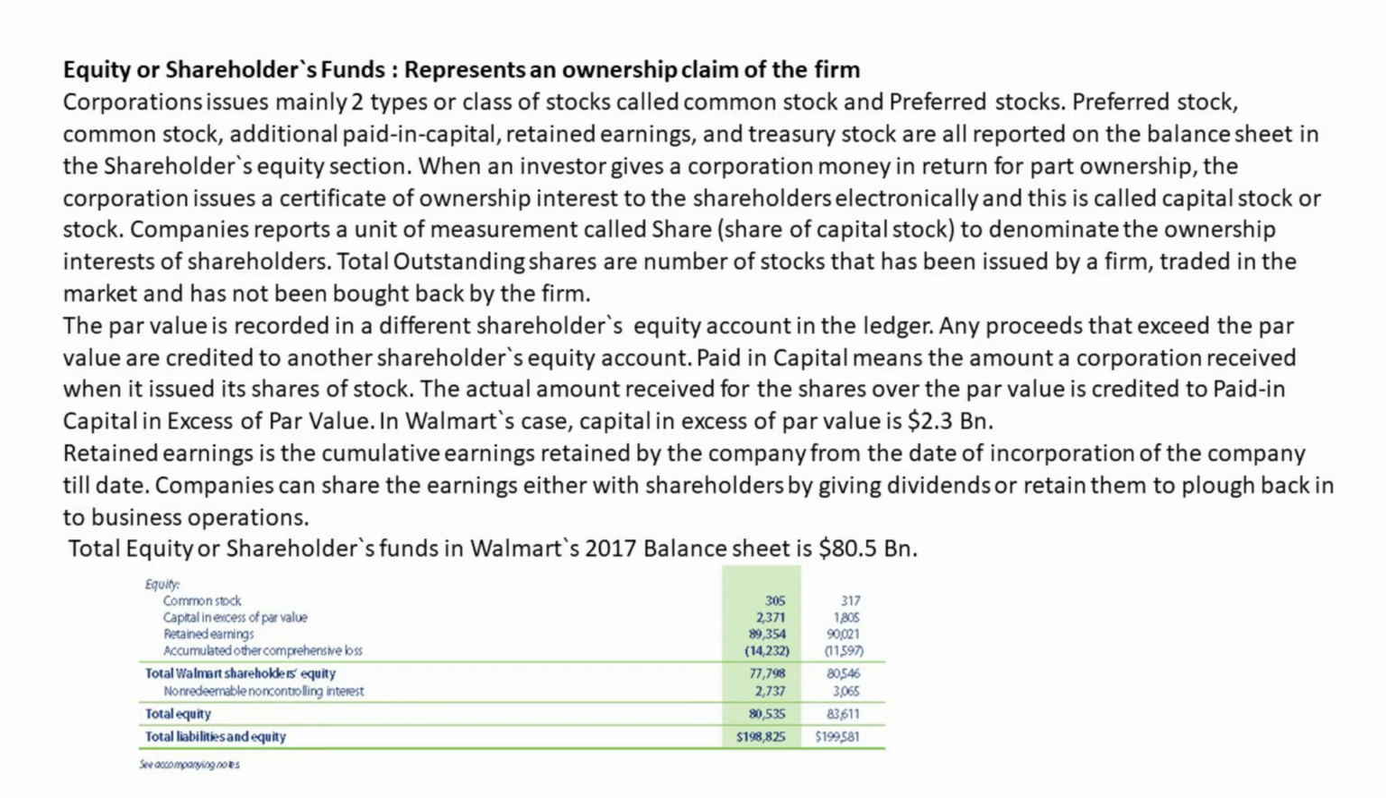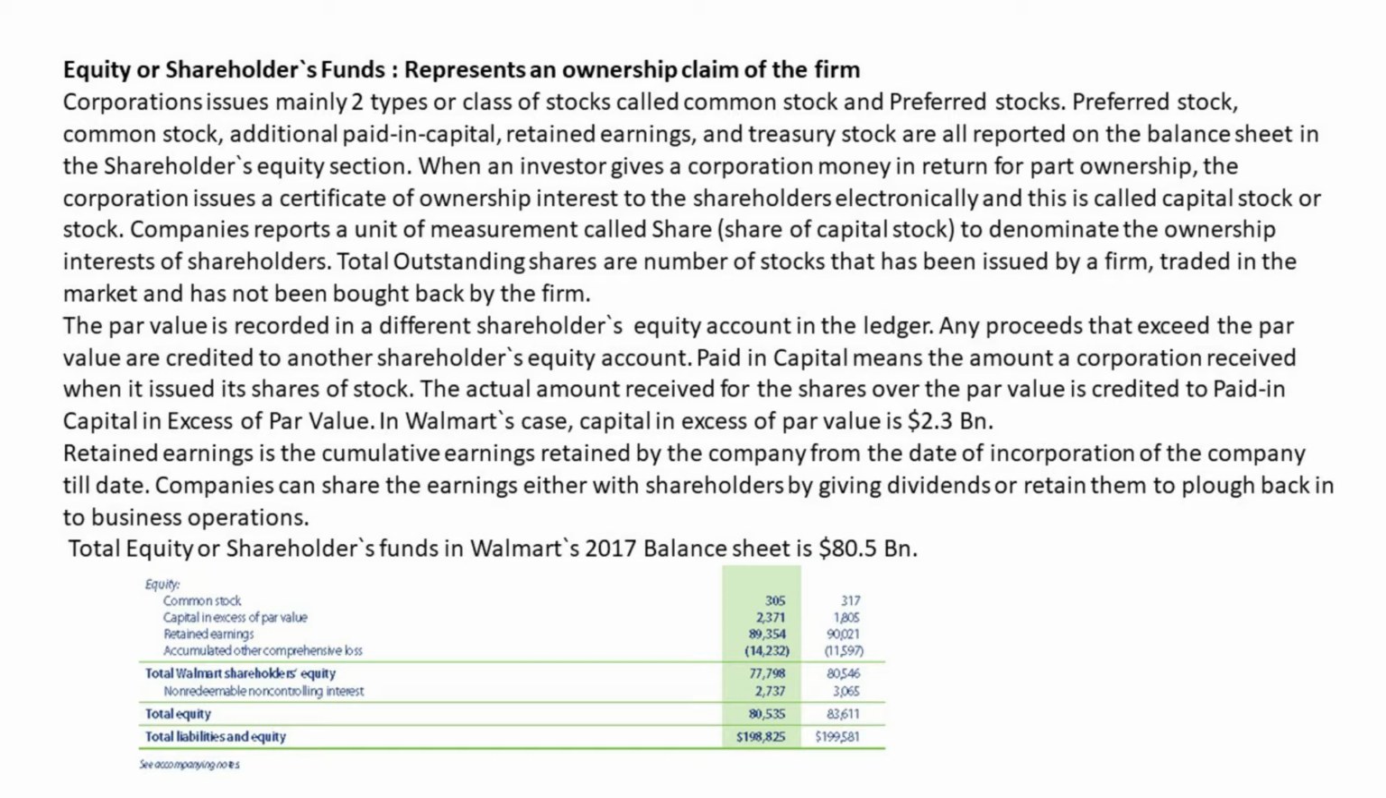Now, whatever amount is not retained by the firm is usually given back to the shareholders in the form of dividends, as we had seen earlier, and they get the dividend yield. In Walmart's case, we see the total equity is around $80.5 billion. You add the total equity to the total liabilities, and you get around $198.8 billion, which is equal to the total assets we saw, right? So they are in balance. That's around $198.8 billion again.